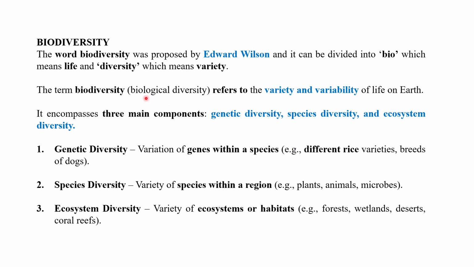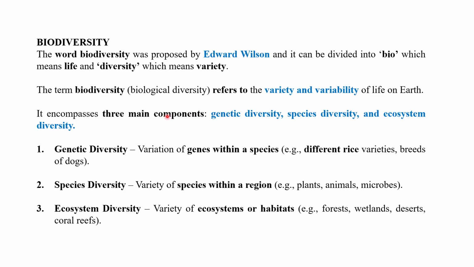The word biodiversity was first proposed by Edward Wilson, and it can be divided into two words: bio and diversity. Bio means life and diversity means varieties. So, varieties of life present on this earth. The term biodiversity refers to the variety and variability of life on the earth.